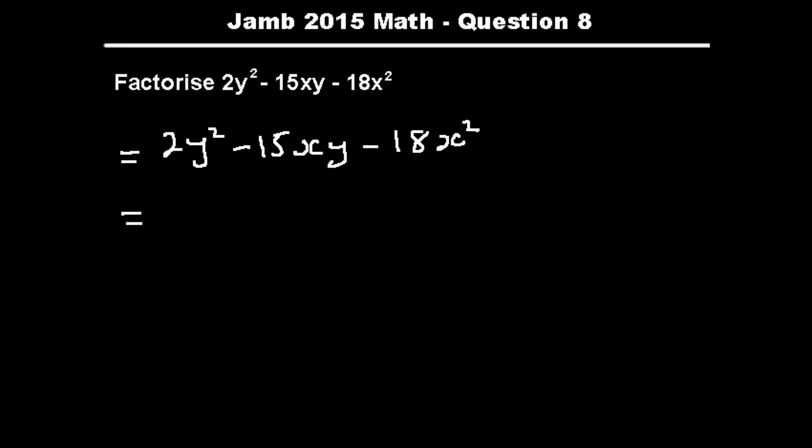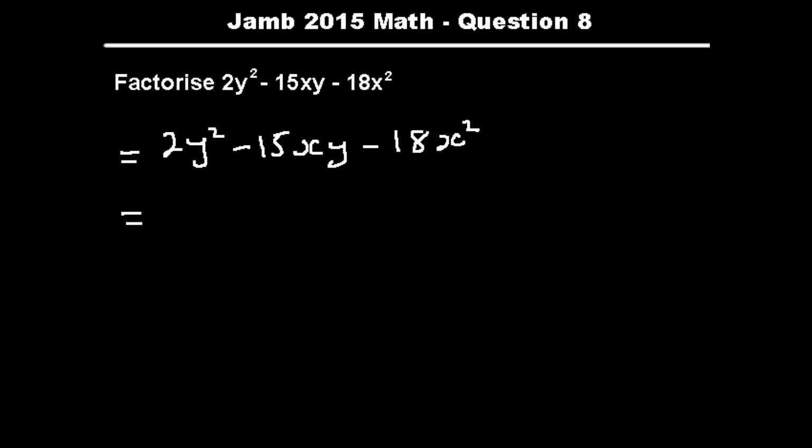All right, we're looking at question 8 from the 2015 Math JAMB exam, and we're being told that we need to factorize the following polynomial: 2y squared minus 15xy minus 18x squared. There are many ways to solve a factorization problem.